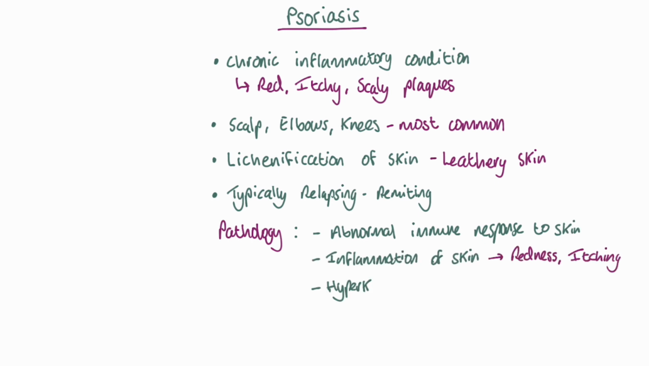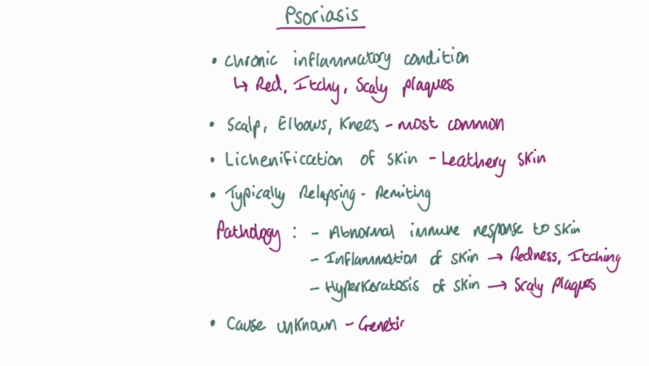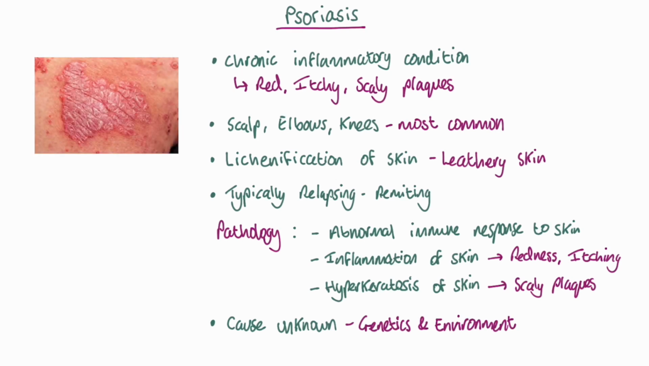The abnormal immune response also speeds up the production of skin cells. This is known as hyperkeratosis. This therefore leads to the formation of silver scaly plaques. The exact cause of this is unknown. However, it's thought that your genetics as well as environmental factors play a role in developing the disease.